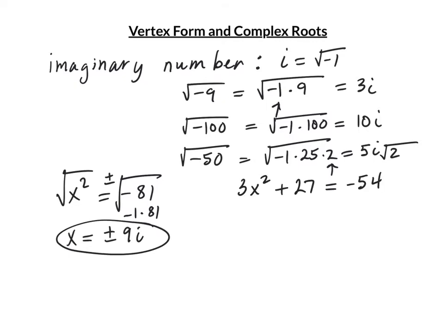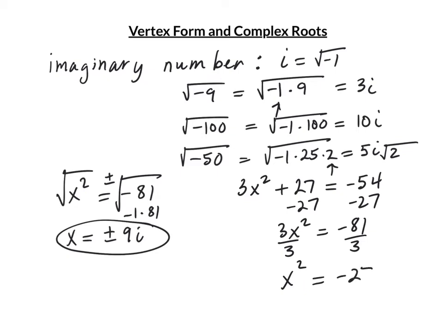If our equation was 3x squared plus 27 equals negative 54, I would solve for the square. Notice there's no x term here, so I don't need to factor. There's no middle term. So when there's just a square, I can solve for the square. Take 27 off each side. 3x squared equals negative 81. Divide both sides by 3. x squared equals negative 27.